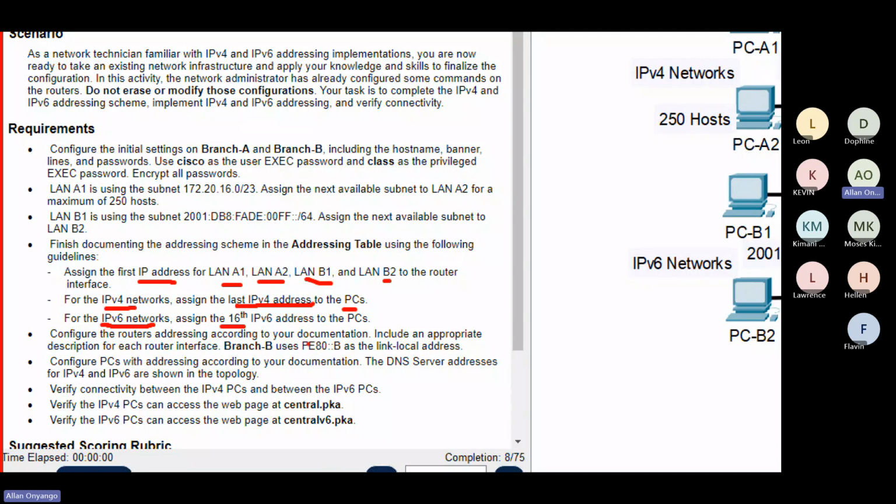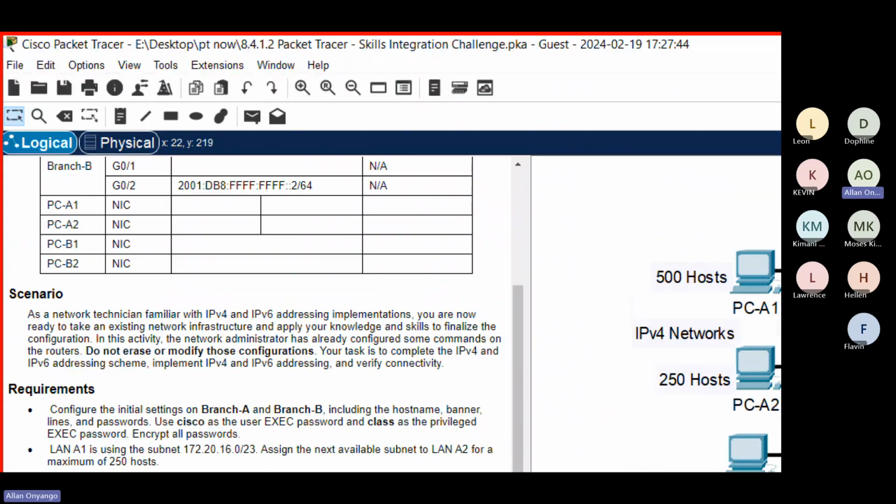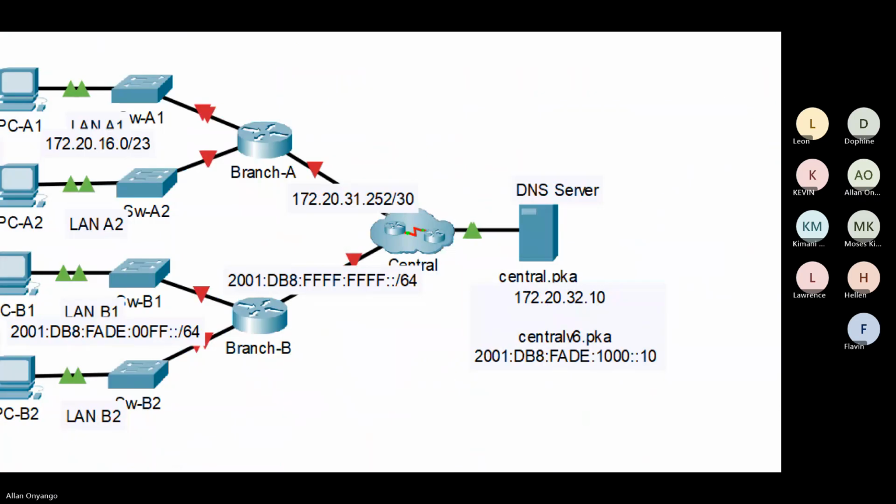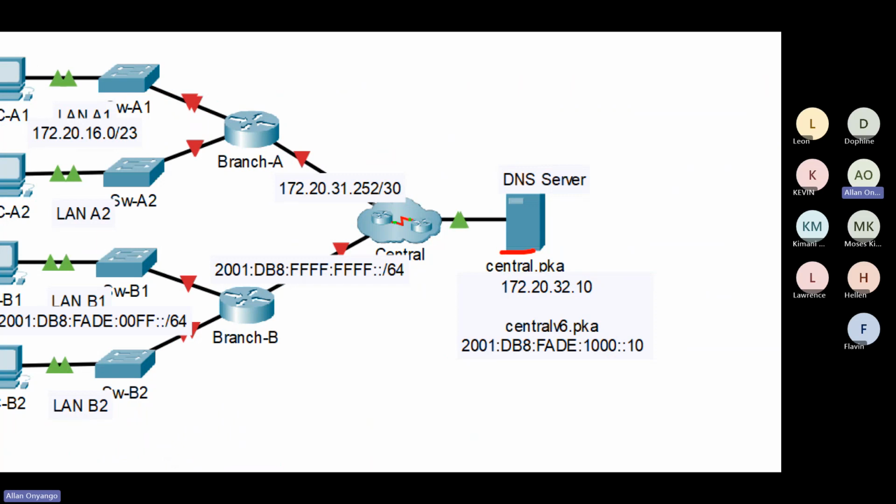For the link local network for IPv6, use FE8:B as a link local. The DNS server here, you're also going to configure the DNS server address to the PCs for both IPv4 and IPv6. Test connectivity between the PCs for IPv6. You should also be able to access the web page at the central.pka servers. You'll be able to test that on the PCs. The DNS server addresses, I think, are right here. You can see the DNS server is here, and it has both IPv4 address and IPv6. You configure it in both the PCs.